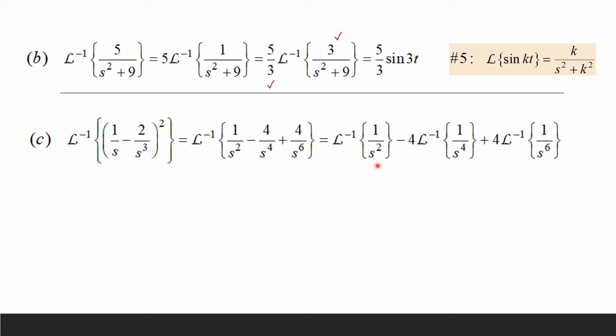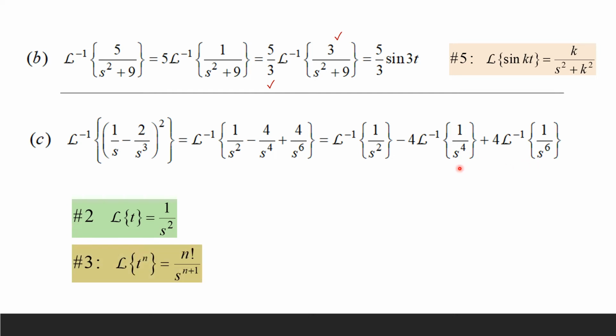For the first one, we can easily use formula number 2 from the table of Laplace transform, where we know that the inverse of 1 over s squared is equal to t. So this answer can be obtained directly from formula number 2. What about the inverse of these two functions? Okay, so searching from the table of Laplace transform, it seems that these two almost match or closely match with the ones given at formula number 3.